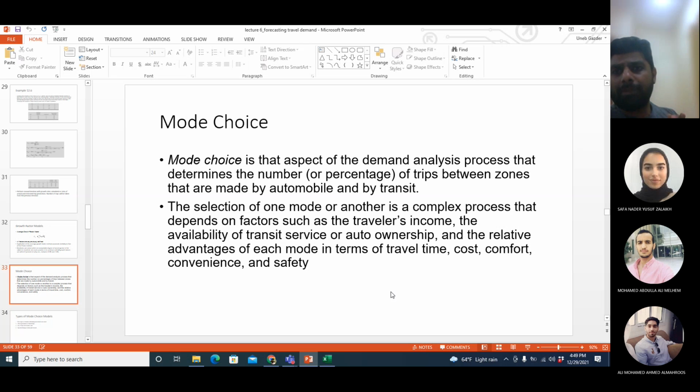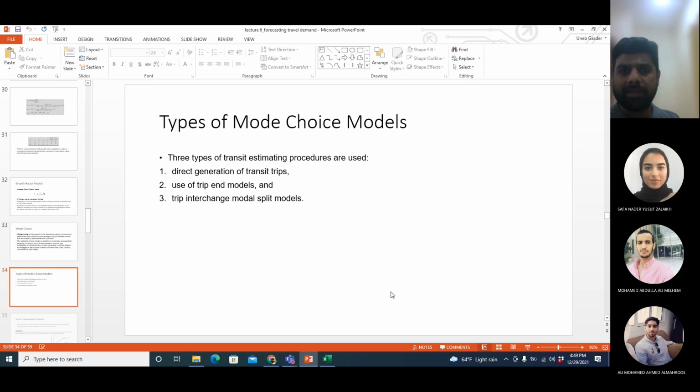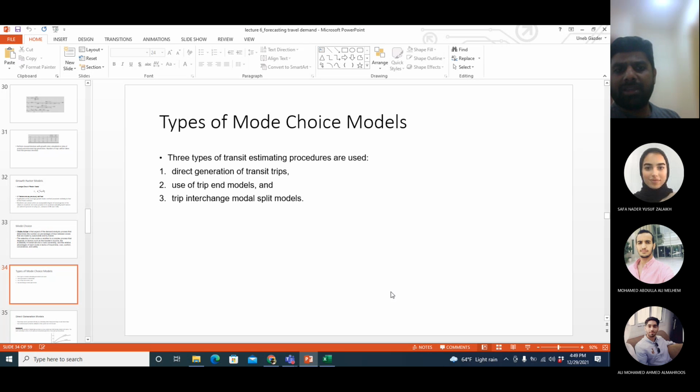So mode choice is a very complicated process. We will discuss here three types of mode choice models: direct generation of transit trips, use of trip end models, and trip interchange model split models. So these are three types of models which we will discuss. There are other types as well which are more advanced, but we will not discuss them here.